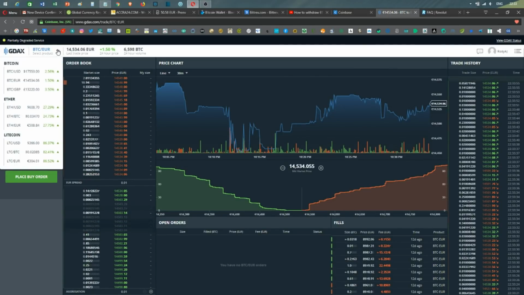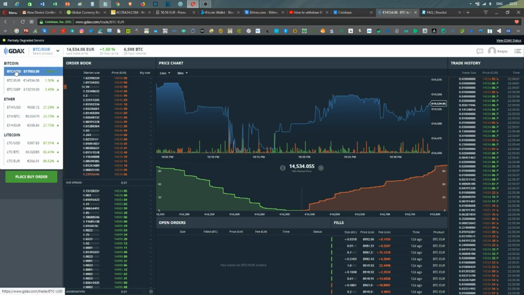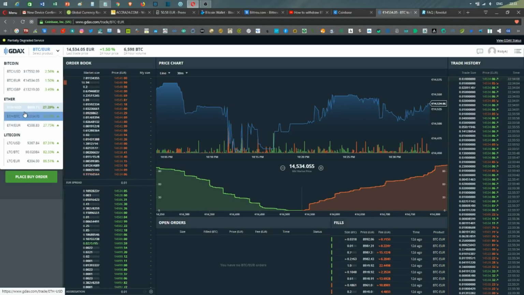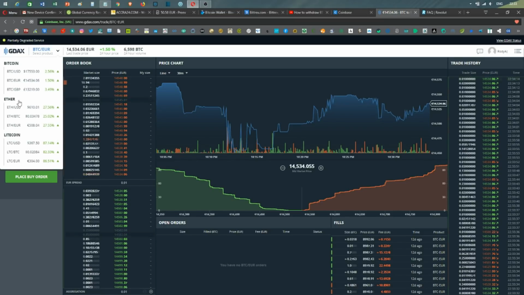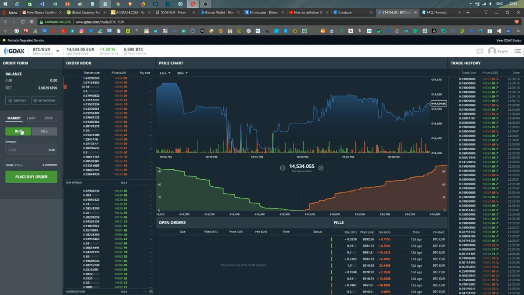Of course, if you have any other currency, as you can see, Gdax has, apart from Bitcoin, Ether in these three rates, and then Litecoin as well. So based on what type of wallet you are using on Gdax, once you deposit this, you can get it in there.